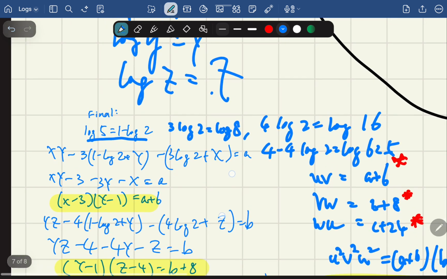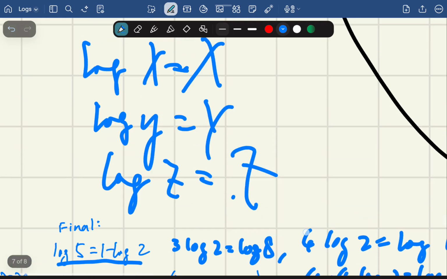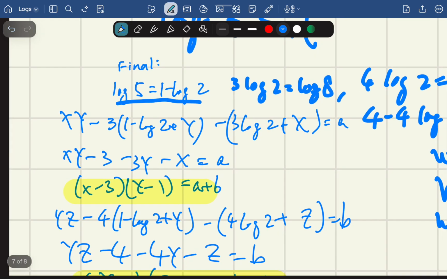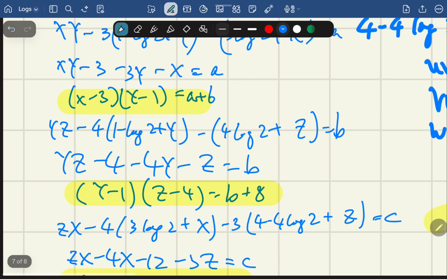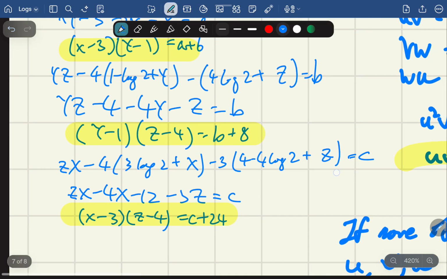So we can set up, if you substitute log x is x, log y is y, log z is capital Z, and then you just substitute these three equations, and then use Simon's favorite factoring trick, you get (x minus 3)(y minus 1) is a plus 6, (y minus 1)(z minus 4) is b plus 8, and (x minus 3)(z minus 4) is c plus 24, okay?